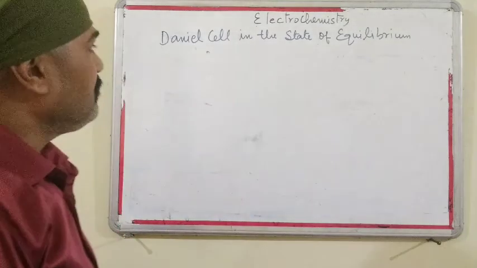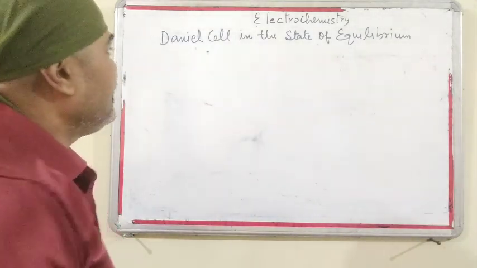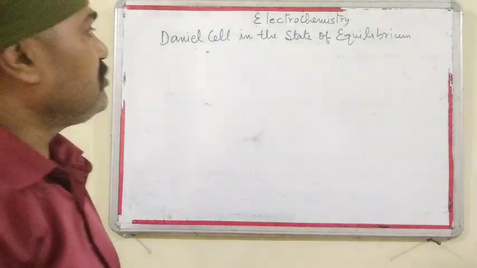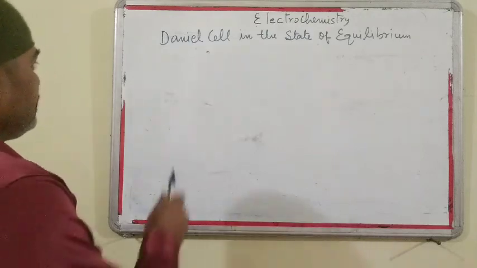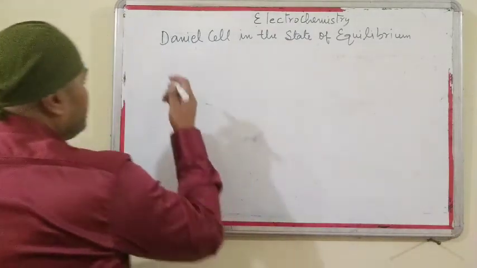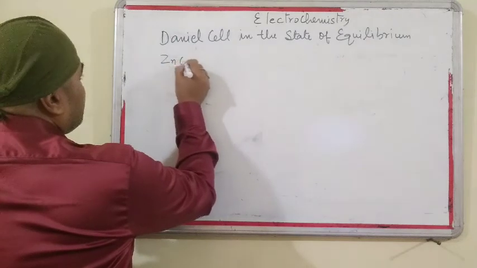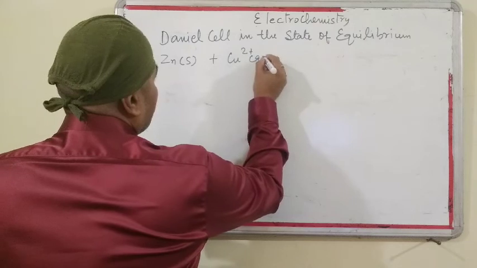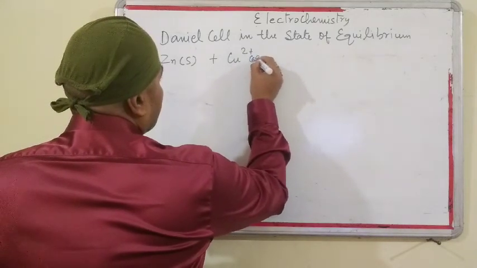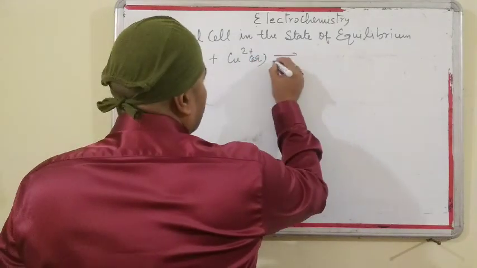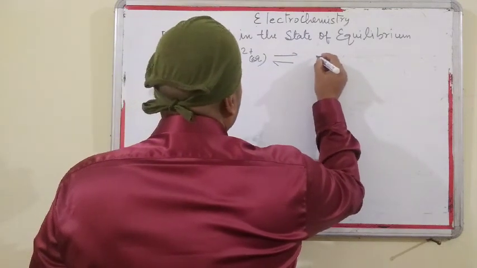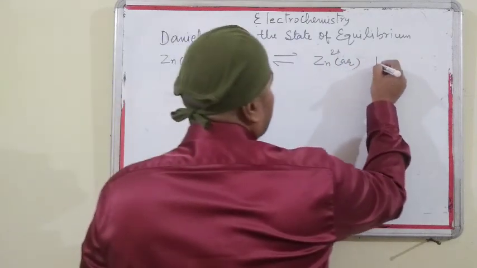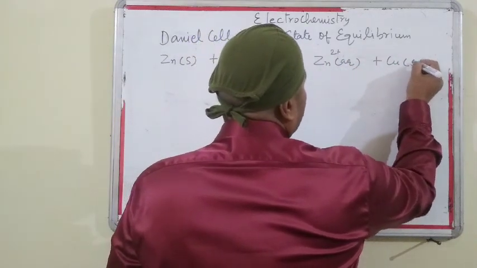Students, today we will learn about the Daniell cell when it is in the state of equilibrium. First of all, we write the cell reaction for the Daniell cell, that is like this: Zn(s) + Cu²⁺(aq) = Zn²⁺(aq) + Cu(s). Okay.